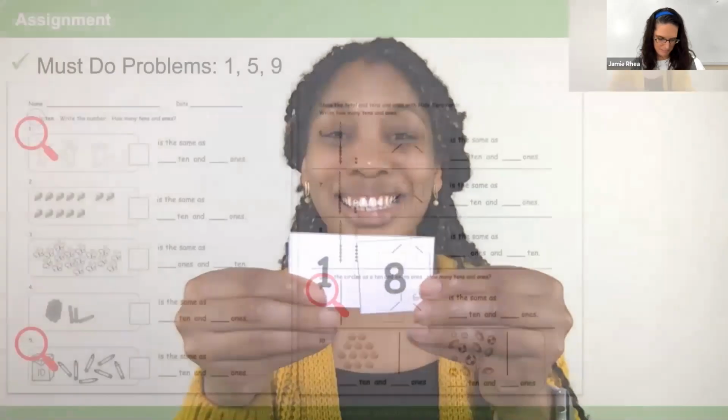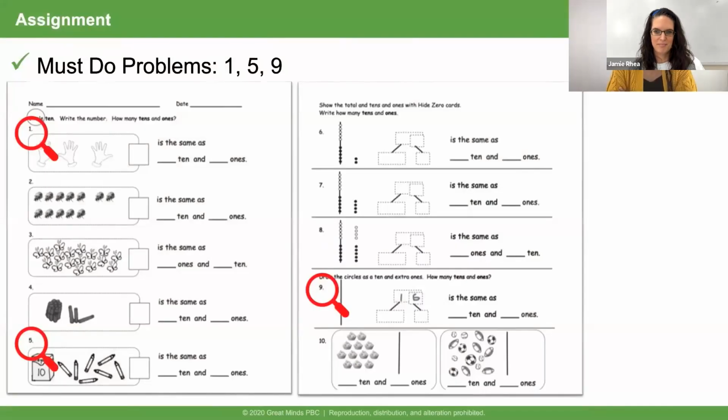So our 10 fingers and our 8 fingers became how many tens and ones? 1 ten, 8 ones. That's right. 1 ten and 8 ones, which make the number 18. Excellent work today, friends. Show me 10 ones on your fingers. Now, show me a unit of 10 on your fingers.